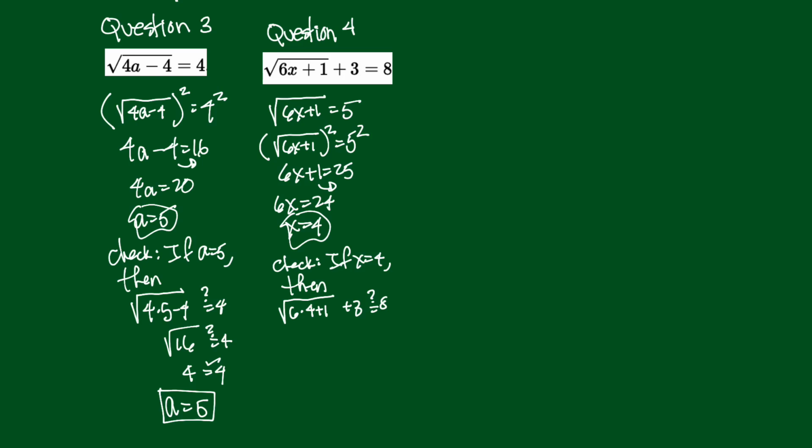Well, let's see. What do we have here? 6 times 4 is 24, plus 1 is 25. Square root 25 is 5. 5 plus 3, is that equal to 8? Yeah, 8 equals 8. So now we conclude that, sure enough, x is equal to 4.